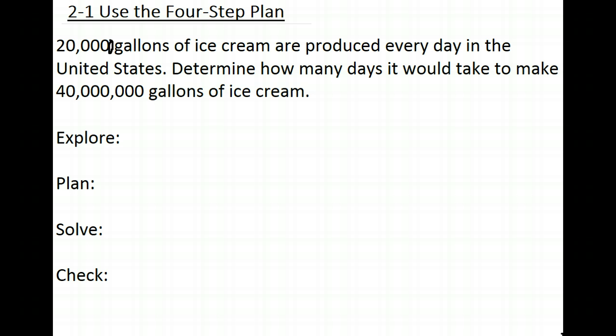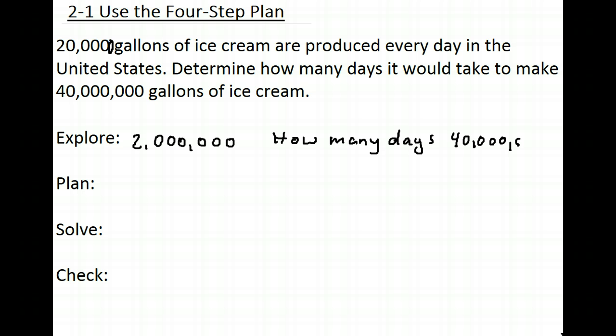So let's explore. We know that 2 million gallons of ice cream are made every day. We want to know how many days it will take to produce 40 million gallons. So the question we're trying to answer is how many days? How many days for 40 million? Which is much bigger than 2 million.